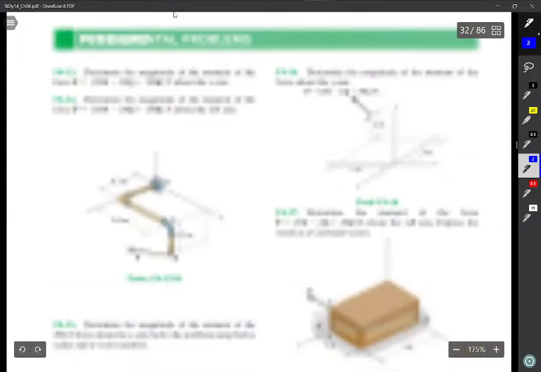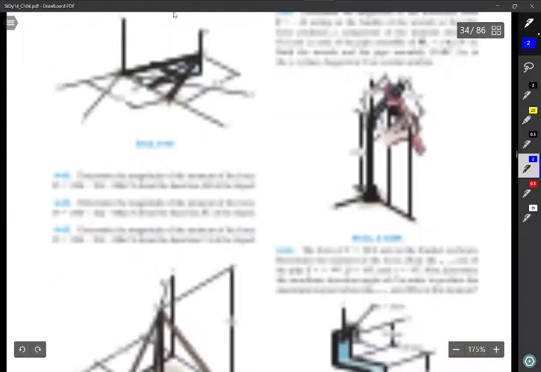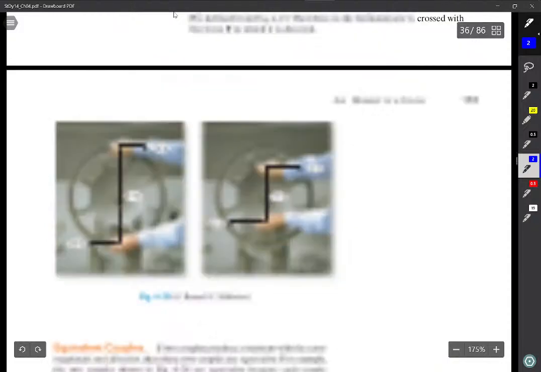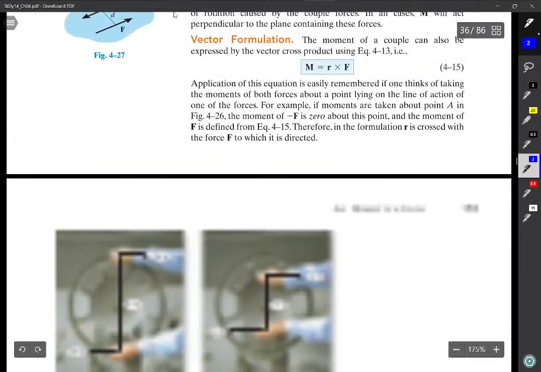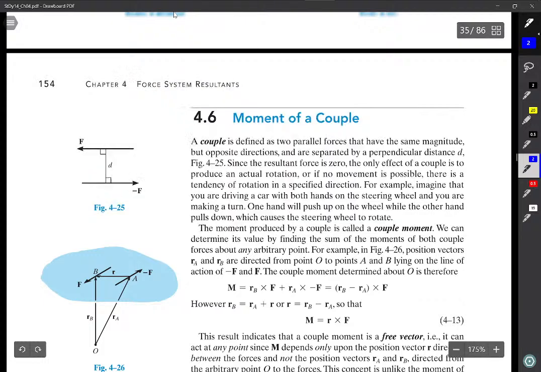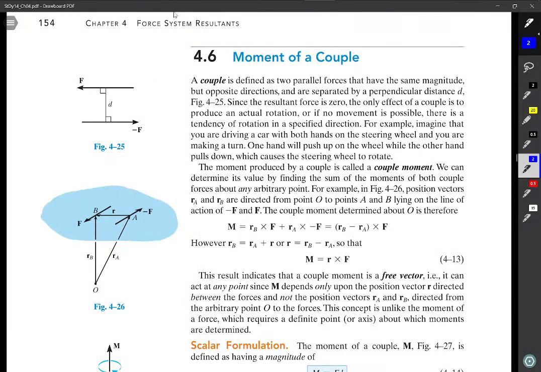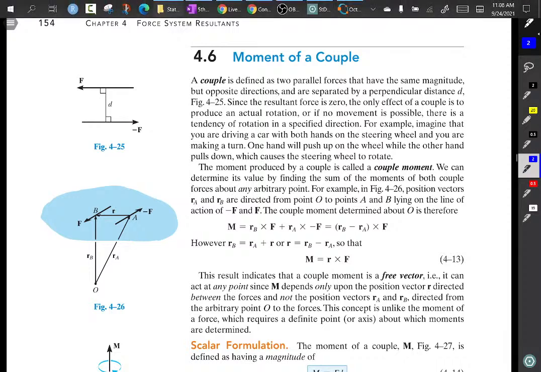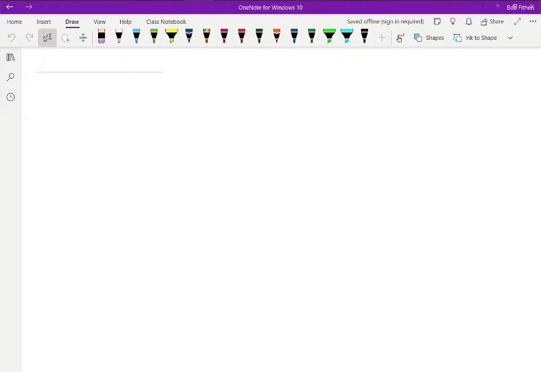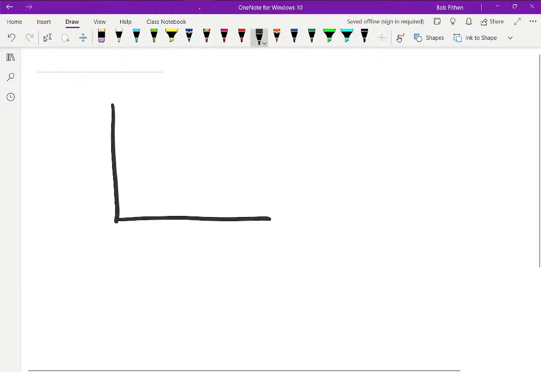Then there's one other component in here that's interesting. Whoops. This is a couple. Now I'm going to spend a few seconds on a couple because there's something interesting about a couple. That's not what I want to do. Let's go here.